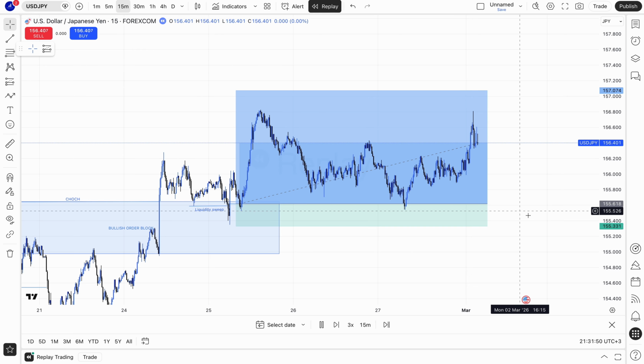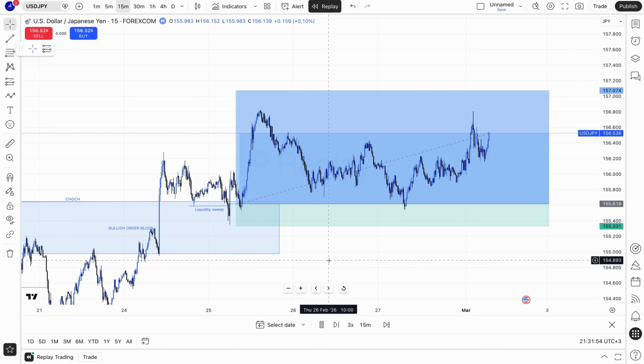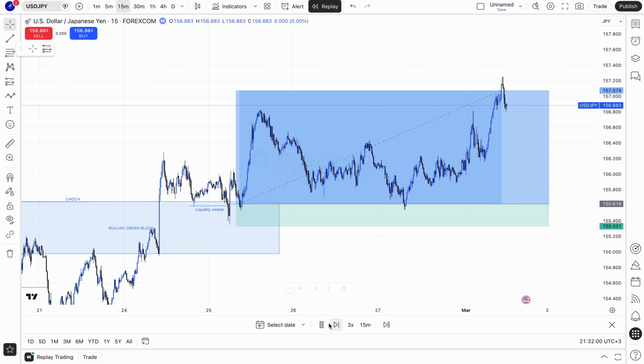So the price just went in, although it was a little bit stressful, but we hit our full TP with 2 trades and everything was very, very clean. Okay, that's it guys.